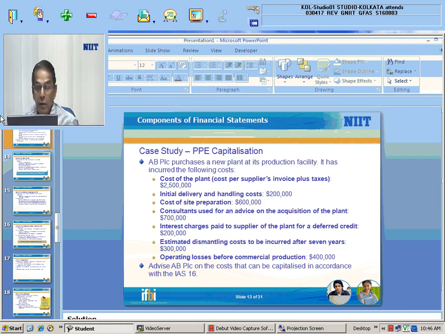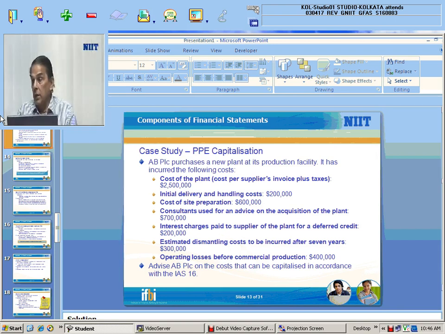Now tell me which are the costs that can be capitalized in accordance with IAS 16. Which are the costs which can be capitalized as per IAS 16 and which cannot be capitalized? That is what I would like to know. So advise PLC on the costs that can be capitalized in accordance with IAS 16 and which cannot be.